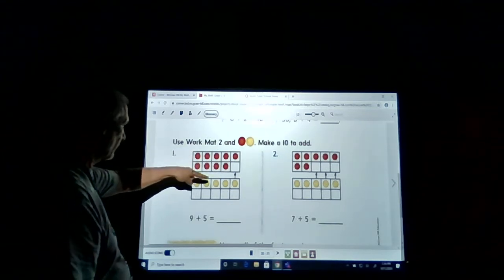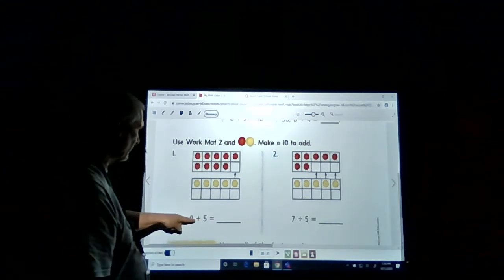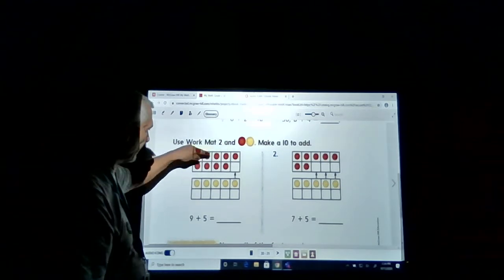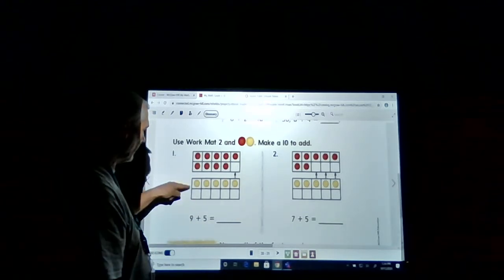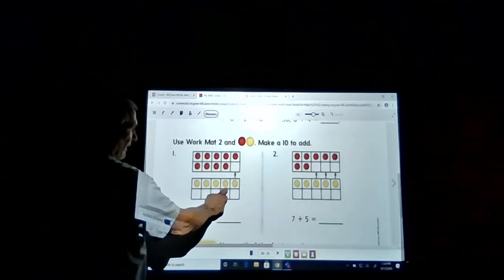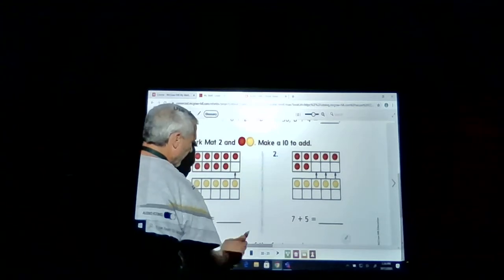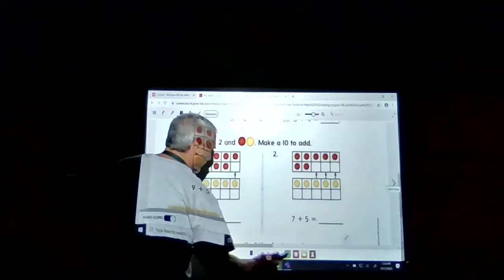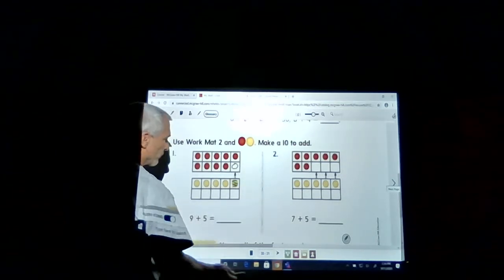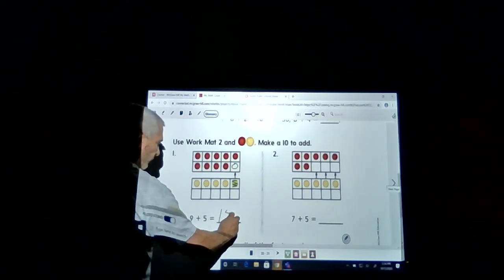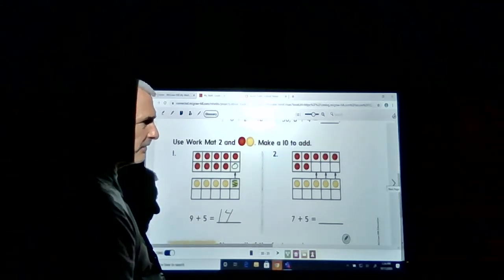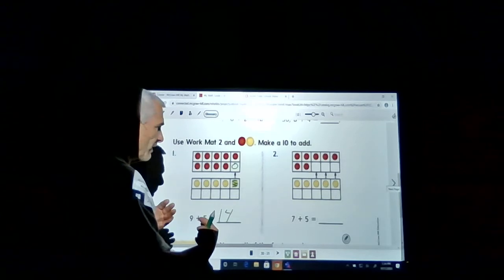So we have the work mat with a number, and then we have a number sentence. Same thing. There's 9 red, well, all but 1. That's 9. And one row on the tens frame is 5. 9 plus 5. Slide 1 up to make a 10, and there'll be 4. This slides up here, so it's not there anymore. We slide it up to make 10 and 4. 9, put 1 over there to make a 10 with 4 left. 10 plus 4, 14. 10 plus 7, 17. 10 plus 9, 19. Practice your 10s.